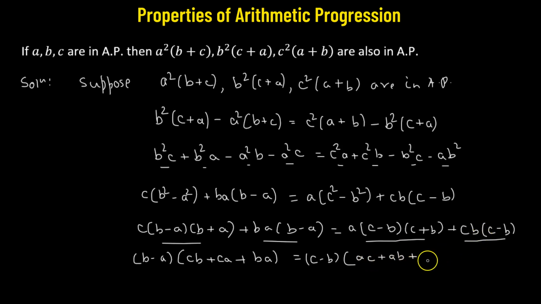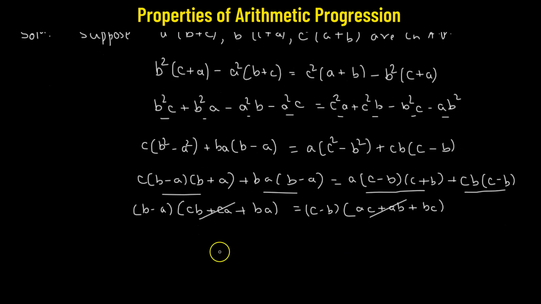And from the second term we are left with bc, since we have taken c minus b as the common factor. Now you can see that cb plus ca plus ba, this and this particular term will get factored out on both sides, and that leaves us with b minus a equals c minus b. So this means that a, b and c, these three numbers are in arithmetic progression.